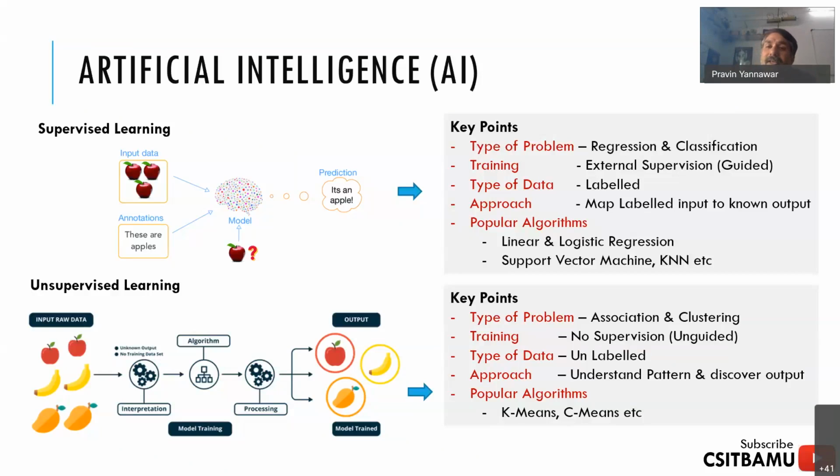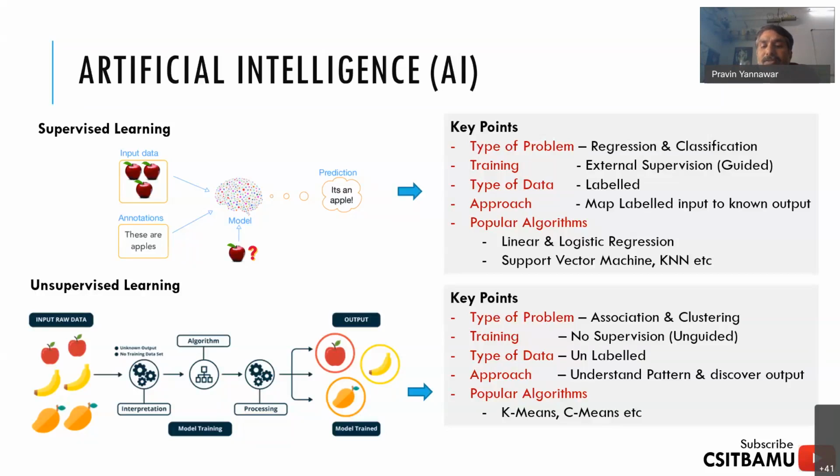Then the type of data is unlabeled. The way you have been provided with the annotations, you don't provide the annotations here. So, unlabeled data. The approach is to understand the pattern and discover the output. So the machine is understanding the pattern. Pattern understanding is based on the prominent features that you come across. So that is important.